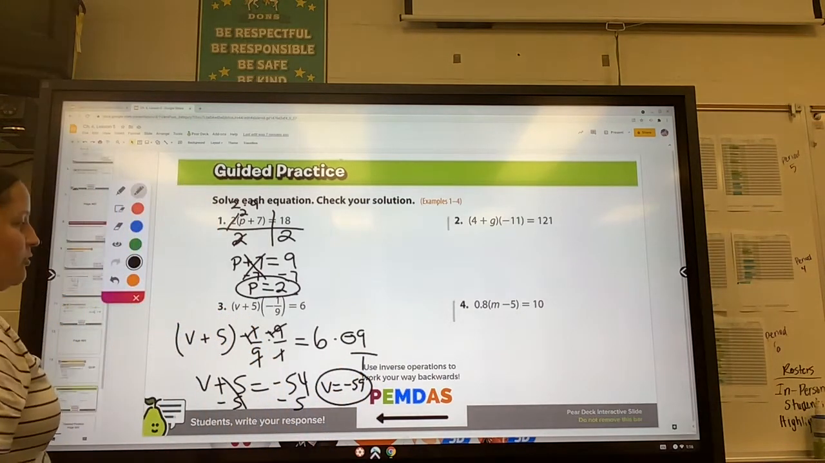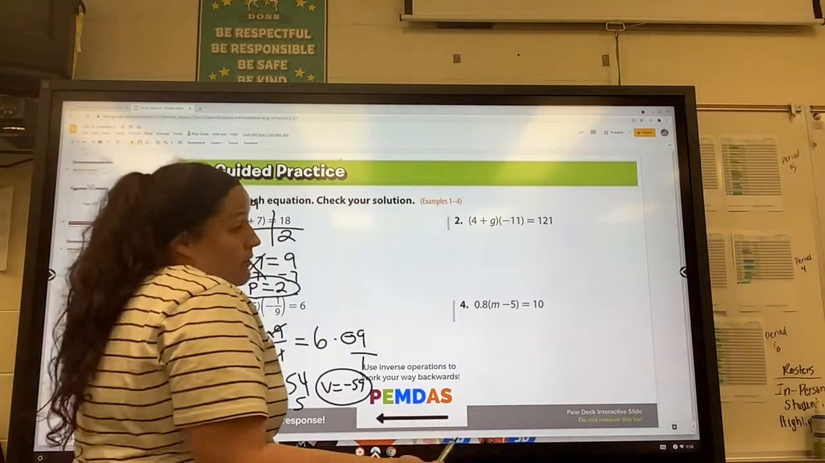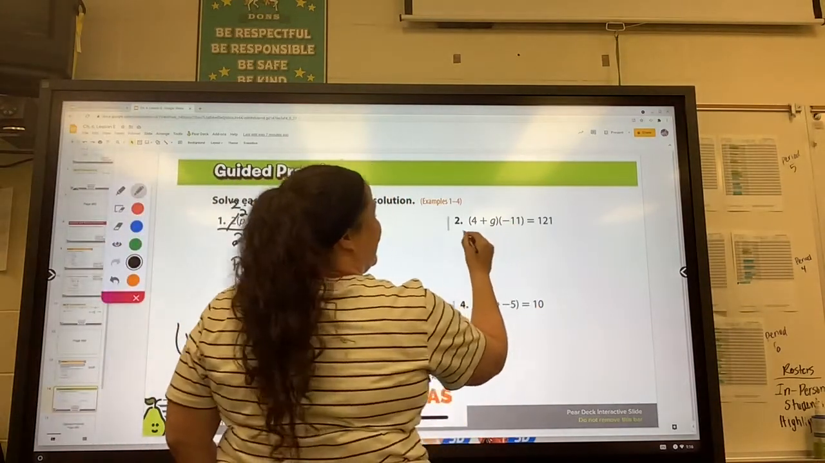Big numbers here. So you can always double check it and plug it back in and make sure it works. Because you never know, Miss Loper does make mistakes.